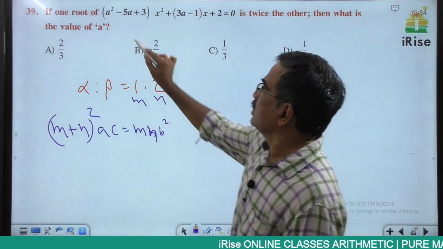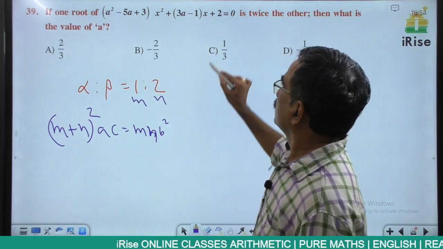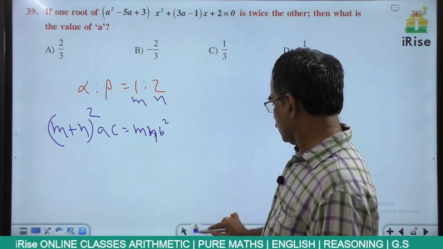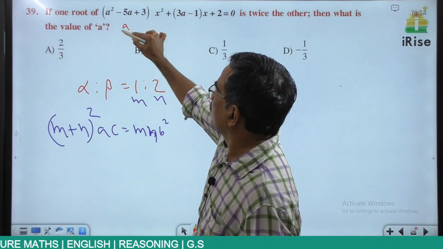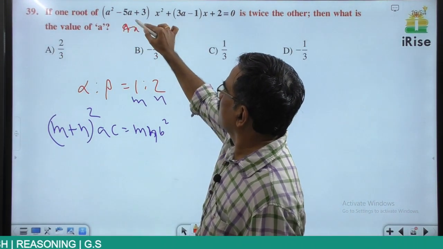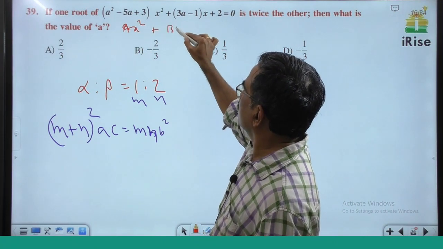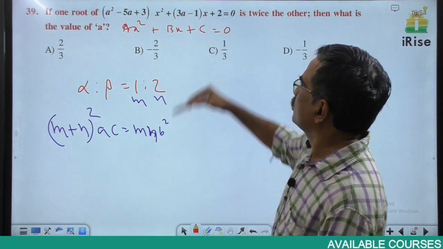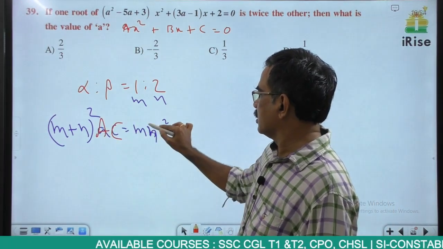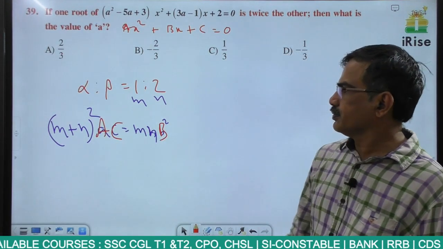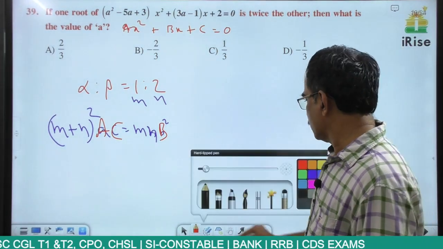But a is this total. This is b. This is c. Here this is a. A means capital A. I want to consider ax square plus bx plus c is equal to 0. Consider this as capital A, capital C, capital B. Then apply the condition. Then what we get here?